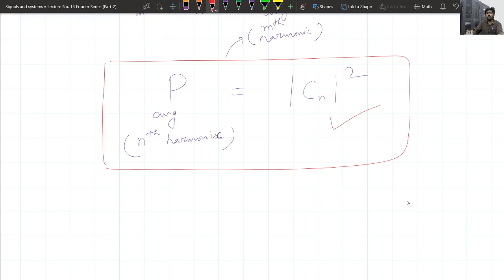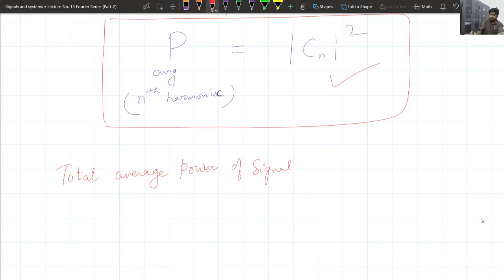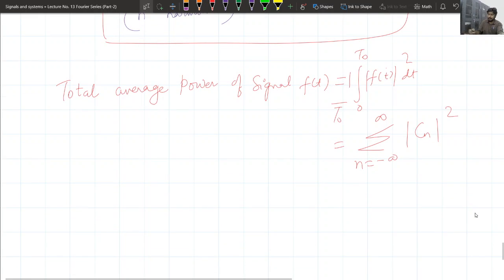Now since there are infinite number of harmonics present in the Fourier series summation and the signal is the sum of those harmonics, then the total average power of signal ft will be equal to the summation of Cn square from minus infinity to infinity. And this is called Parseval's theorem.